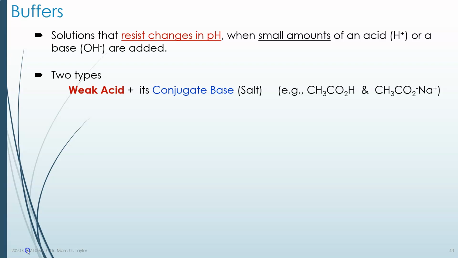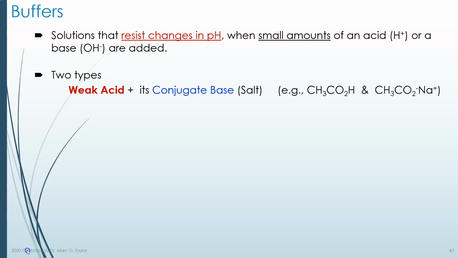And so an example of that would be acetic acid here, CH3CO2H. That H is the proton that would be released by the acid. And acetate, and that's CH3CO2 minus. But you can't buy just the acetate. You have to buy it as a salt of the conjugate base.